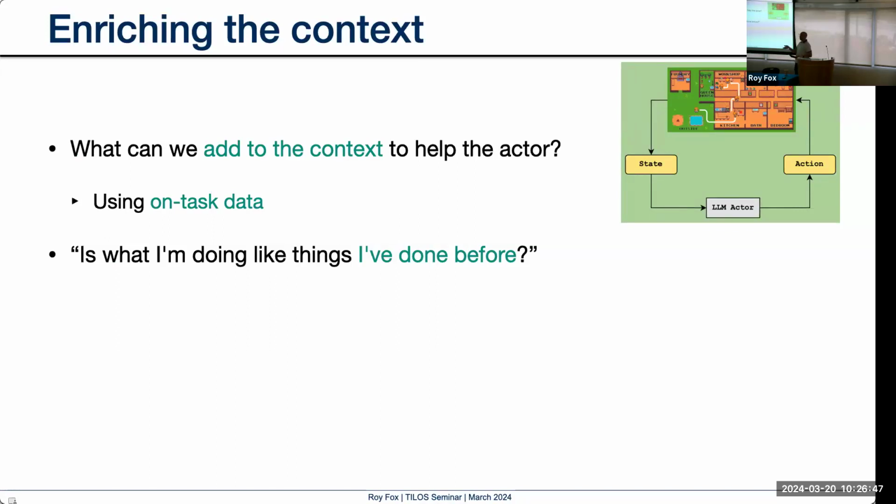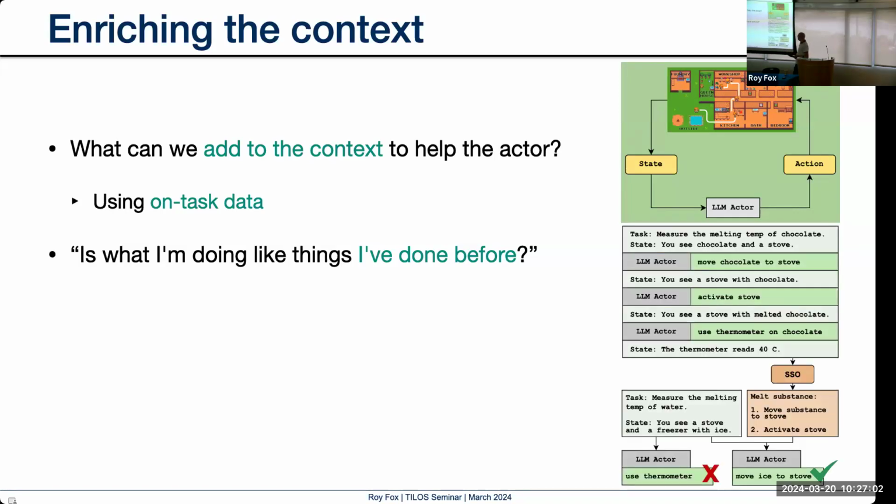Here's one question that we can ask, right? In the context, when we have some experience in the task, what am I doing here? Is this anything like things I've done before? That's the natural question for generalization. So can we have that kind of generalization? Let's see what that looks like. Here's the task from before, melting chocolate. There's another one here, measuring the melting temperature of water. And the state is you see a stove and a freezer with ice.